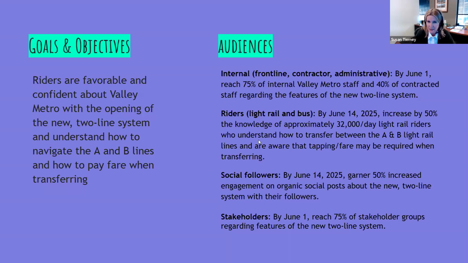We have our internal audience, which is our front line. That would be our security officers and bus operators, people that are actually on the front line engaging with our riders. We have our contractors that provide the services, and we have our administrative staff. By June 1st, the objective is to reach 75% of our internal Valley Metro staff and 40% of our contract staff regarding the features of the new two-line system.